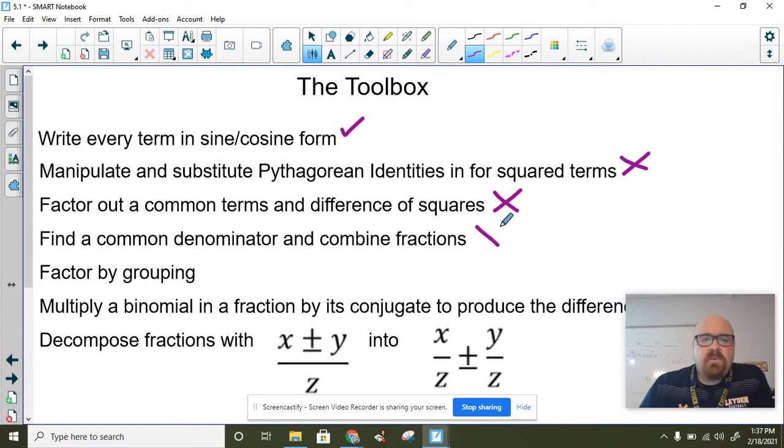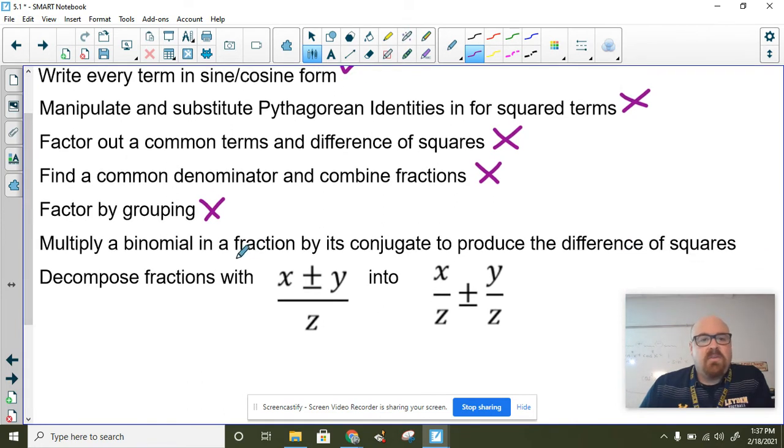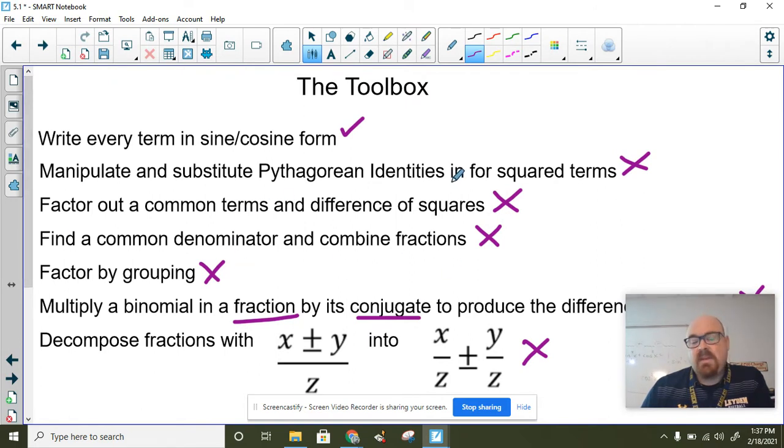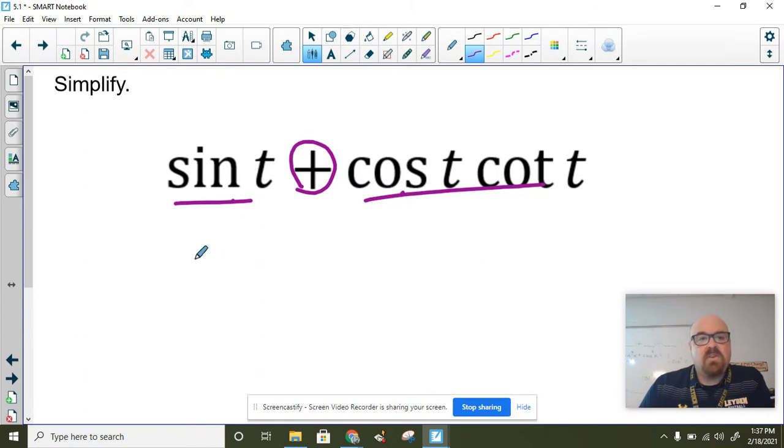There are no fractions right now, so we're not going to take this route. There are less than 4 terms, so we won't be factoring by grouping. There is no fraction to work with conjugates within, so we're not going to do that. And we're not going to decompose anything because we don't have a fraction right now. So on second look, the only tool we can use to start is to rewrite cotangent in terms of sine and cosine.